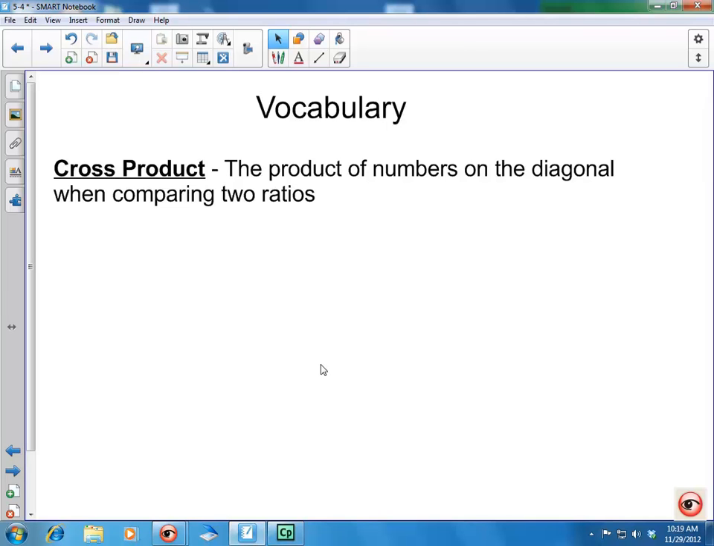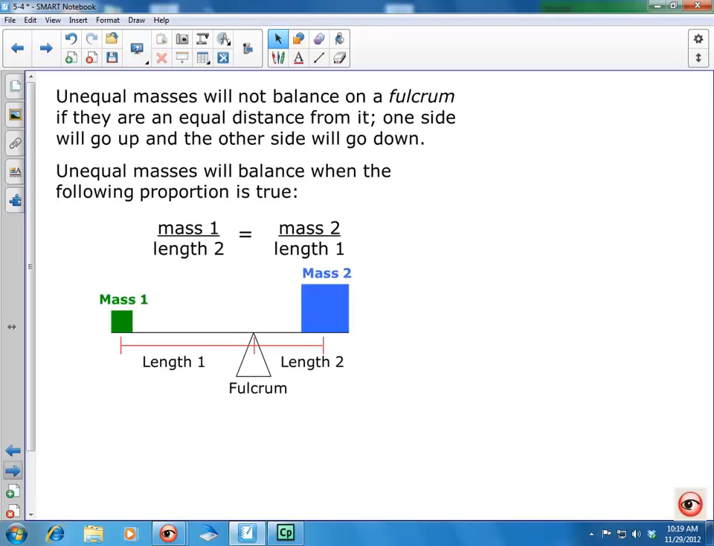Our first thing we have is our vocabulary, our cross product. You guys have done cross product before. All it is is cross multiplying. Okay? You guys know that? You know what product is. The definition says the product of two numbers on the diagonal when comparing two ratios. That's what it means. It means cross multiply. No big deal. Now, we're going to be using cross multiplying today to solve most of your problems.